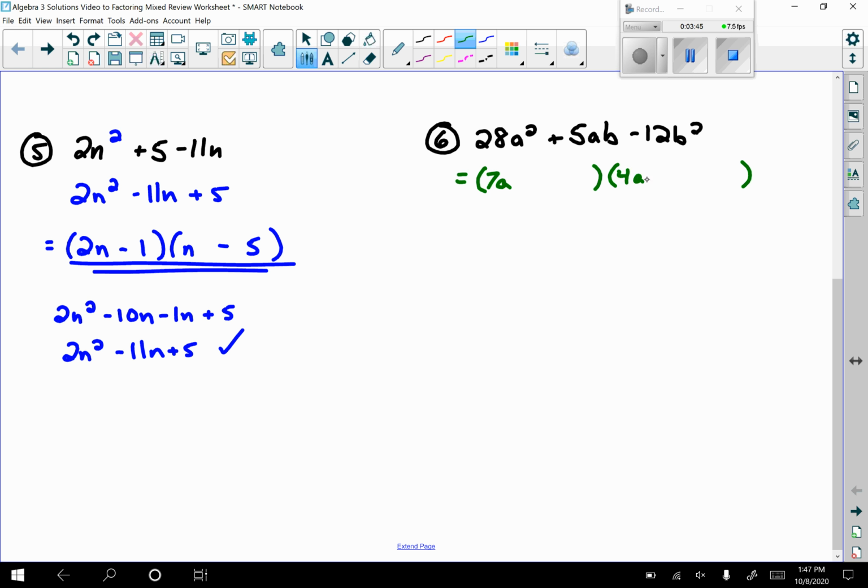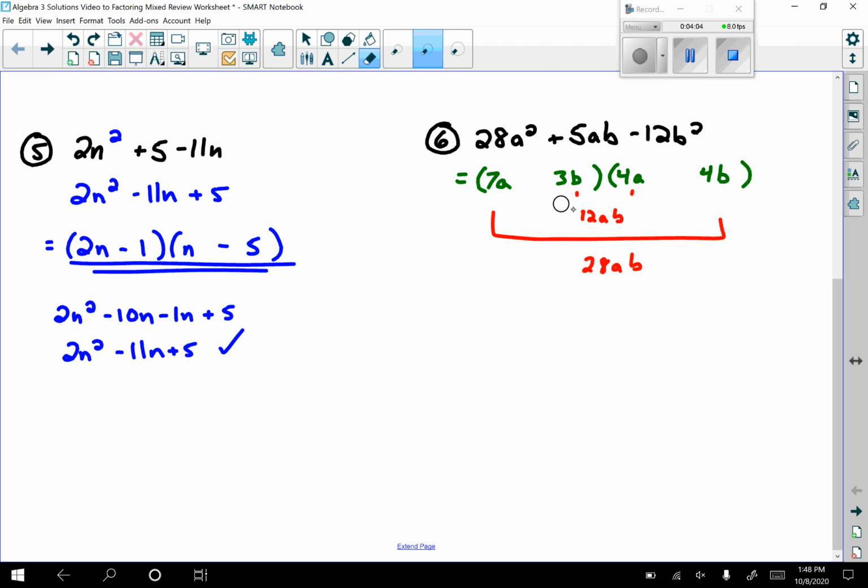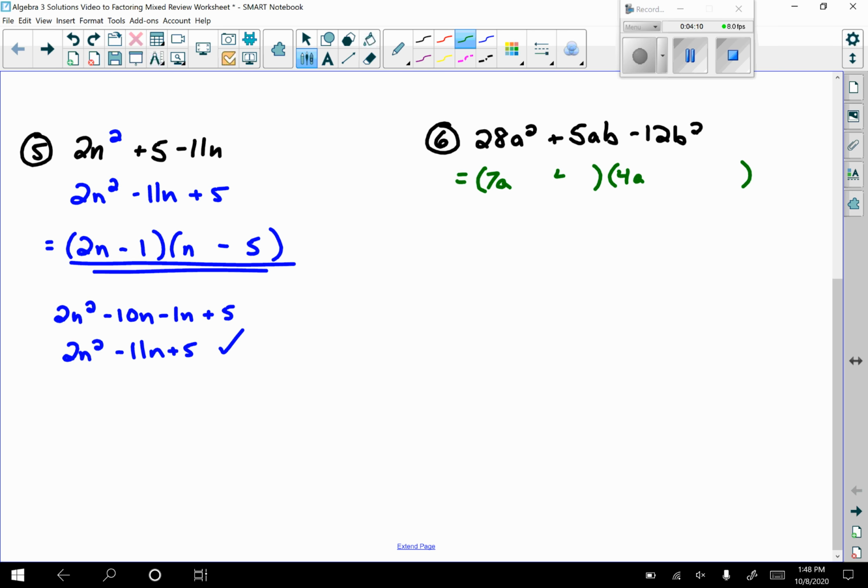And then for the 12, let's try maybe a 3b, and because I need to have a b here, and a 4b. Now my signs have to be different, so let's just check to see what we have. So on the outside, I've got a 28ab. On the inside, I have a 12ab. That's not going to get me to 5, so I want to erase that. Let's try something else. I'm just going to try switching that around. So let's try the 4b and a 3b this way. So let's see what we get now.